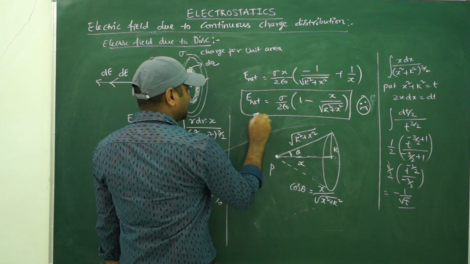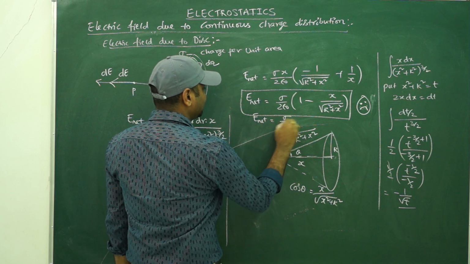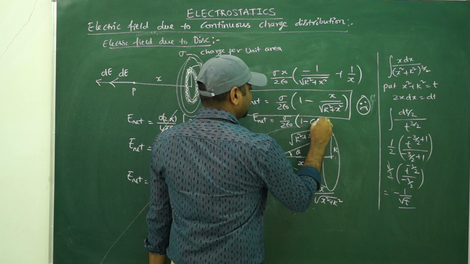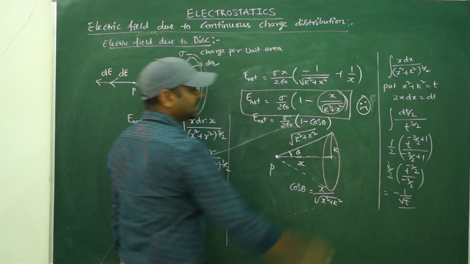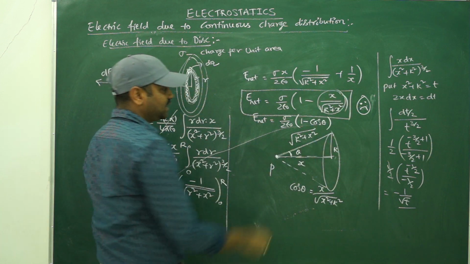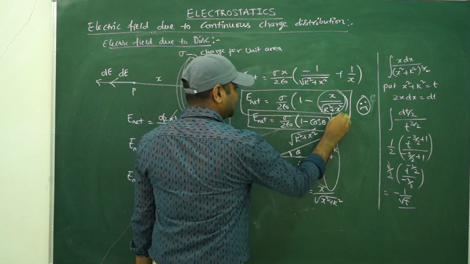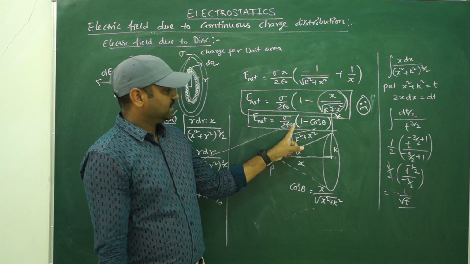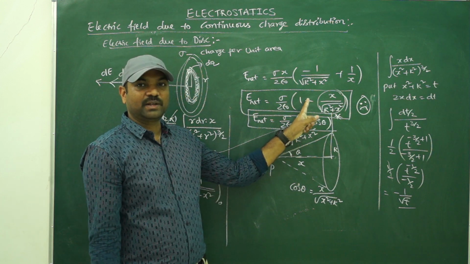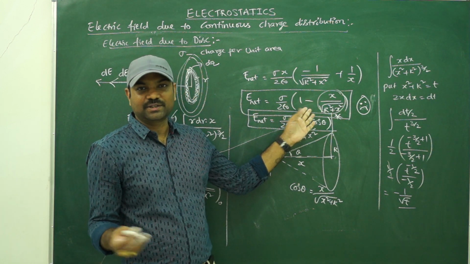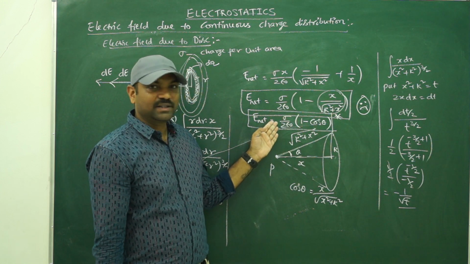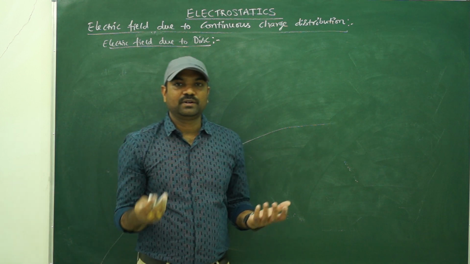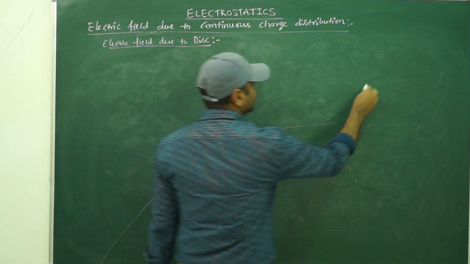That means the net field value I can write is sigma by 2 epsilon naught into 1 minus cos theta. This you need to remember, where x by root of r square plus x square is cos theta. So this is the net field. I feel this lower formula is better than the upper formula. If you can remember this directly, it's very good. Here theta is the angle made by the disk at the P point. So we got the field due to the disk.